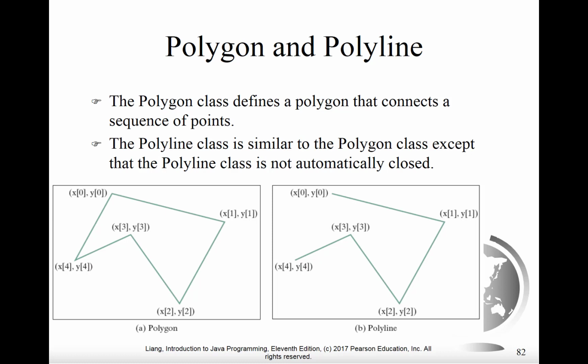The distinction then between a polygon and a polyline is that a polyline does not do that last step. It does not connect the last point to the first point. It leaves it open. Apart from that, they'd be the very same.